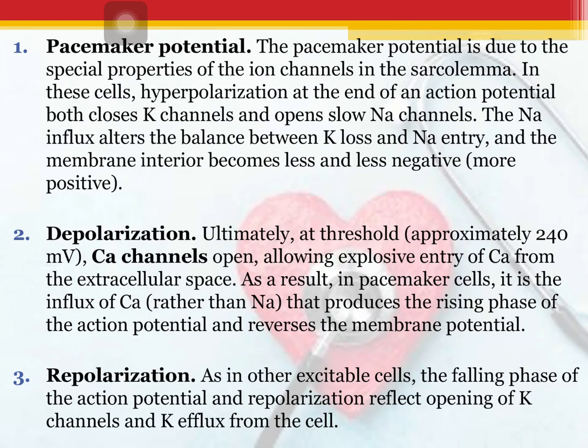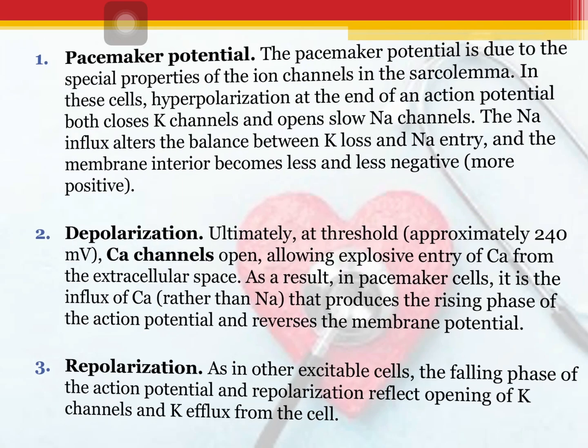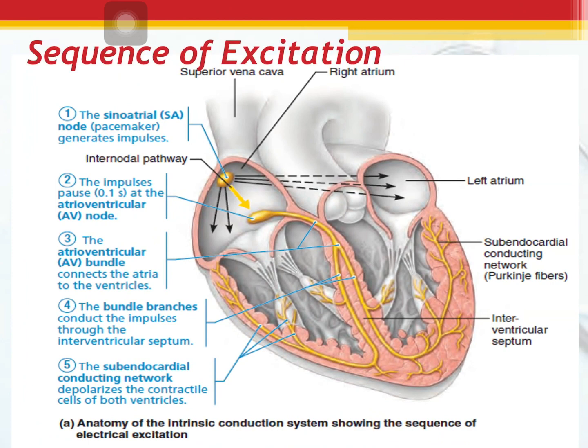Repolarization, as in other excitable cells, is the falling phase of the action potential, and it reflects the opening of potassium channels and the potassium efflux from the cell, meaning repolarization of the cardiac muscle cell is the same as in other excitable cells, because repolarization happens as potassium goes out of the cell.